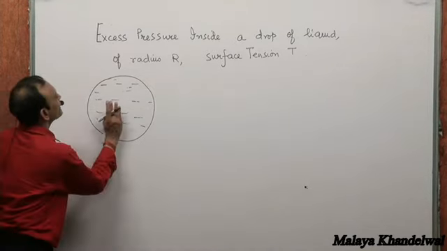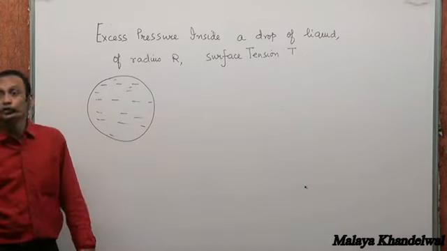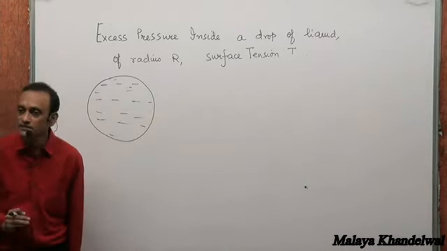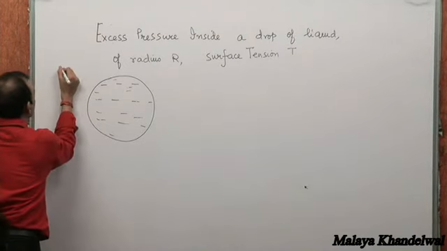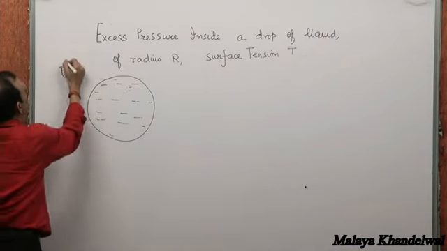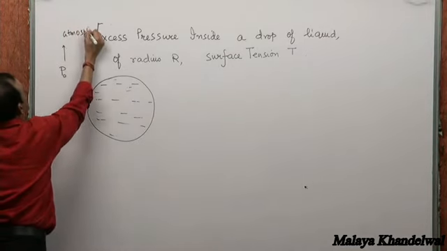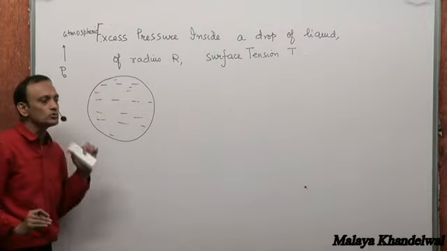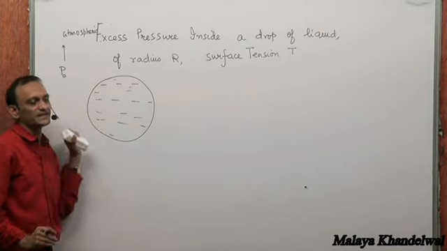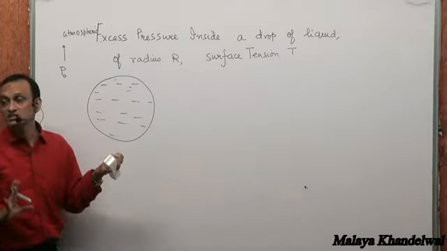I want to find the excess pressure inside compared to the pressure outside. The pressure outside, let's say, is atmospheric, so P naught. Or it could be something else also, it does not matter. My intention is to find the pressure difference between the inside and the outside of a liquid drop having surface tension T.